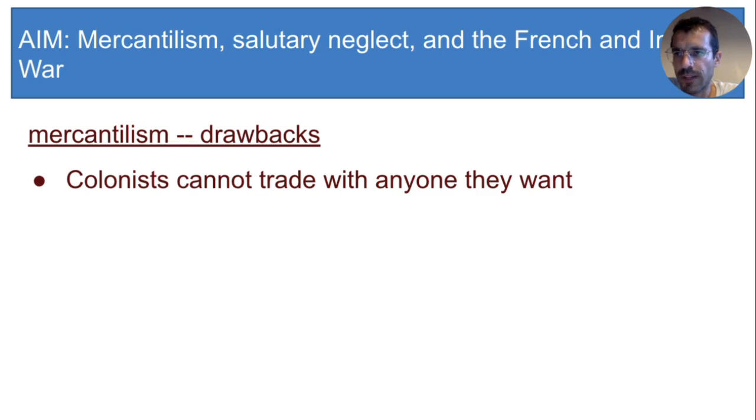Sometimes merchants from France or Spain sold products that the colonists needed at lower prices, but the colonists couldn't buy them. Or France and Spain paid more money for the natural resources that the colonists had to sell than the British merchants did. But again, the colonists were not allowed to take advantage of that because they were not allowed to do business with any other countries.